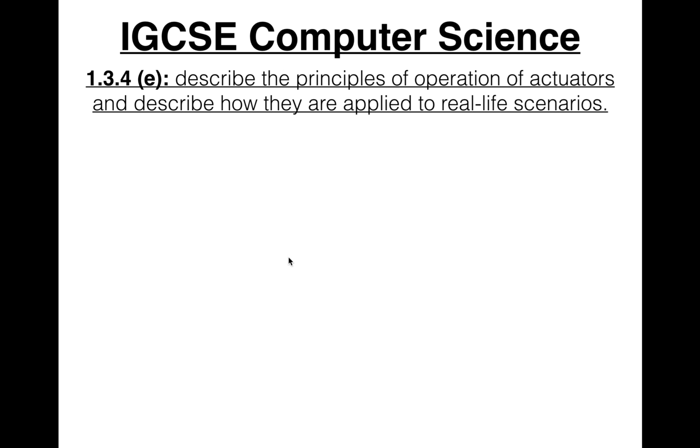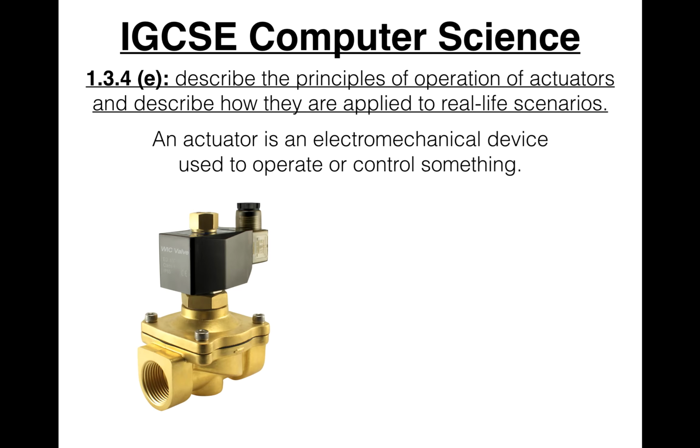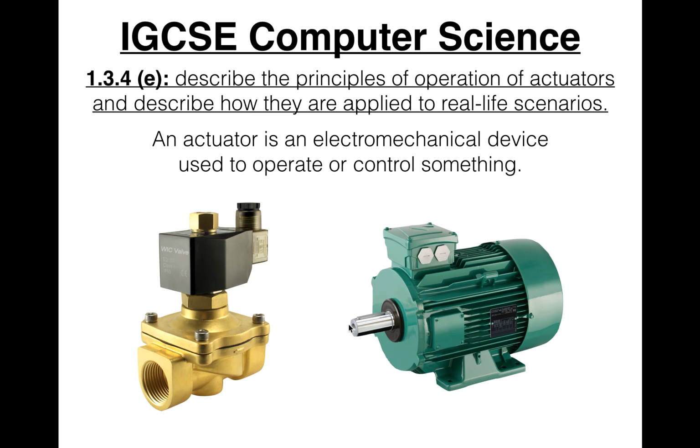But anyway, if you remember from the sensors video, we looked at microprocessors, sensors, analog to digital converters, digital to analog converters, and then we looked at actuators. So what is an actuator? Well, an actuator is an electromechanical device used to operate or control something. And they kind of look like this. So this is a motor, and this is a valve.